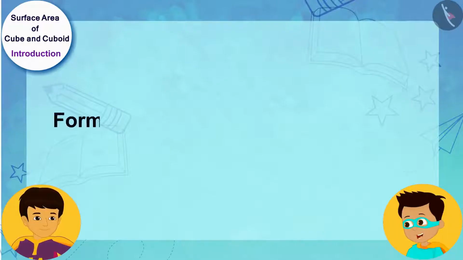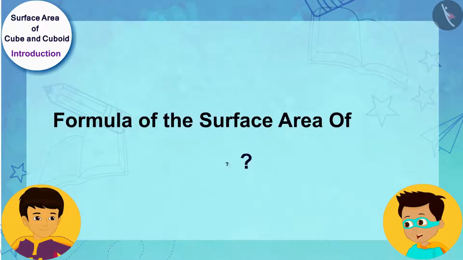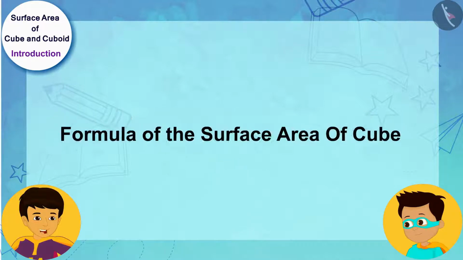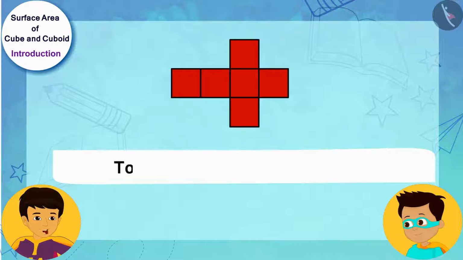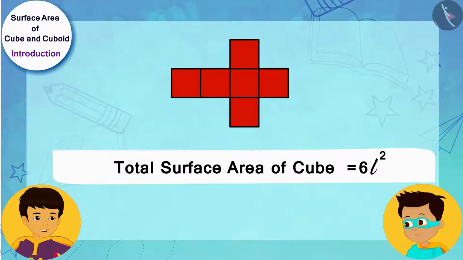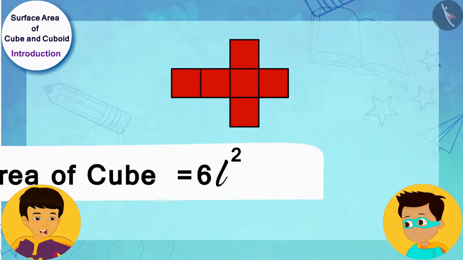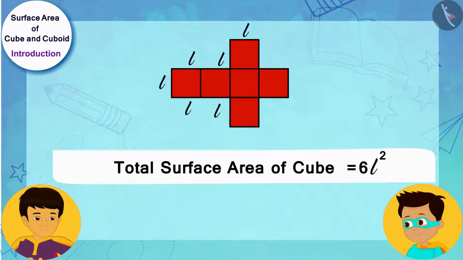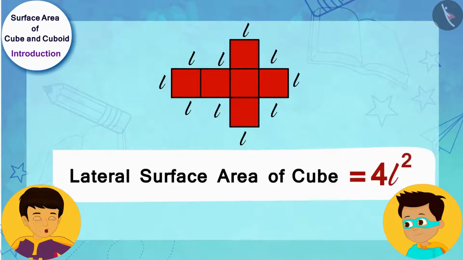In the previous class, we studied the surface area of a cube. Do you remember its formula? Absolutely. The total surface area of a cube can be determined by the area of any one side of the cube, which is square in shape. L squared multiplied by 6, where L is the length of any side of the cube. And to find the lateral surface area of a cube, we can find the area of any one of its sides, L squared, and we will multiply it by 4.